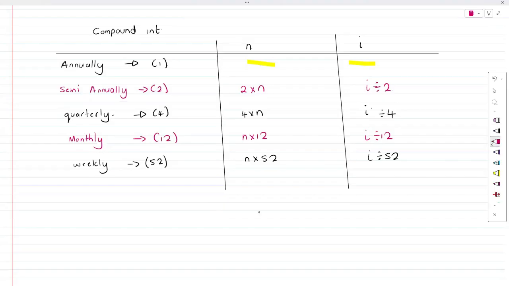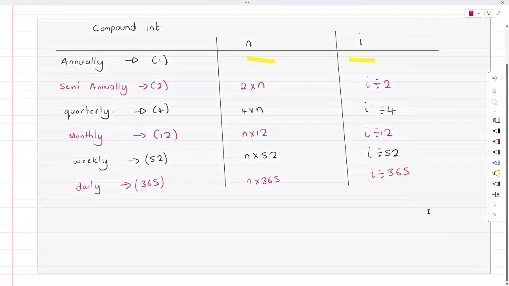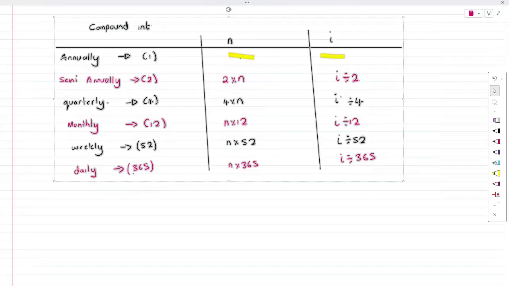And the most rare one that I've seen is daily, but it does come out in some questions. Daily is about 365. Right? This would be N times 365, and this would be I divided by 365. And that's all there is to the new part of grade 11 for now, for basic calculations. We'll be practicing some examples taken from worksheets, taken from government textbooks as well. And let's put this one here.